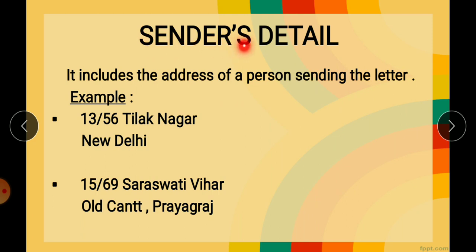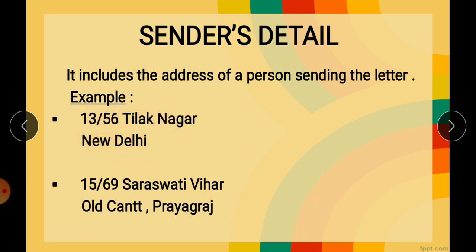It includes the address of a person sending the letter. Sender कौन है? Like if I am sending a letter, I am a sender. If you are sending a letter, you are a sender. So any person who is sending the letter is known as the sender. So in sender's detail, what does it include? The address of the person who is sending the letter. So whatever is your address, you have to write it there.